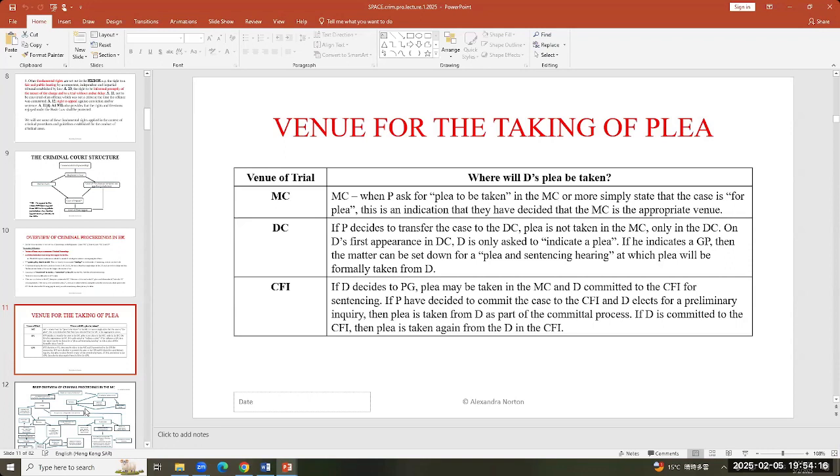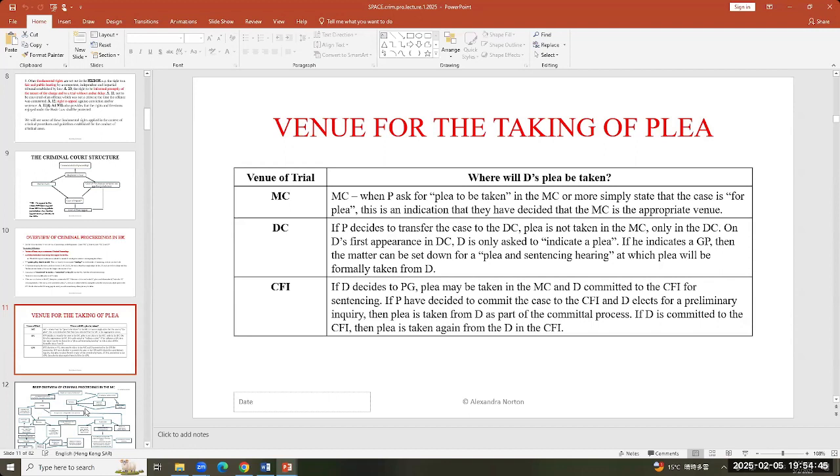If, though, the prosecution have decided that this is too serious a case to be heard in the magistrate's court, they may ask for the case to be transferred to the district court. Usually they won't do that on the defendant's first appearance in the magistrate's court because they need time to prepare. So the case will usually be adjourned, maybe several times, until the prosecution have decided on the appropriate venue.